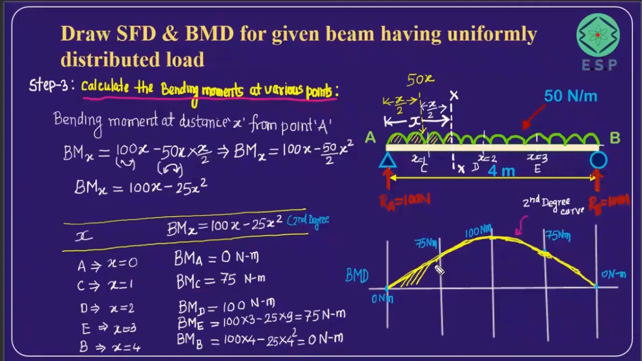Now this indicates the variation of bending moment along the length of the beam due to the application of a uniformly distributed load. So you can see here, it goes from 0 Newton meter to 100 Newton meter, and then again comes back to 0 Newton meter. This diagram is called the bending moment diagram. So we are able to draw the shear force diagram as well as the bending moment diagram for the given beam which is subjected to a uniformly distributed load of intensity 15 Newton per meter. Thank you very much.